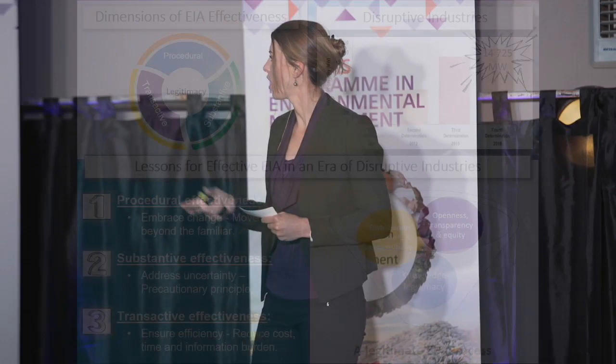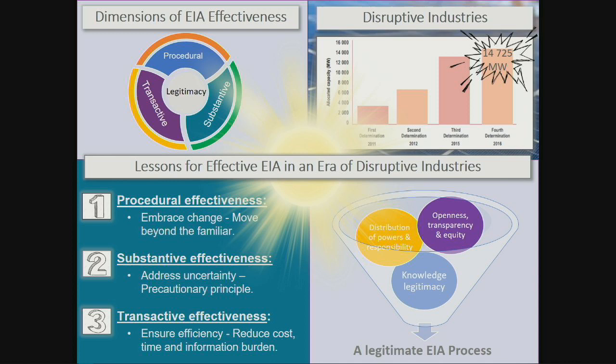Numerous dimensions of effectiveness have been conceptualized. I will look at procedural, the actual practices; substantive, the influence that EIA has on decision making and the mitigation of negative impacts; transactive, looking at the temporal and financial costs; and then lastly, the legitimacy of the process.